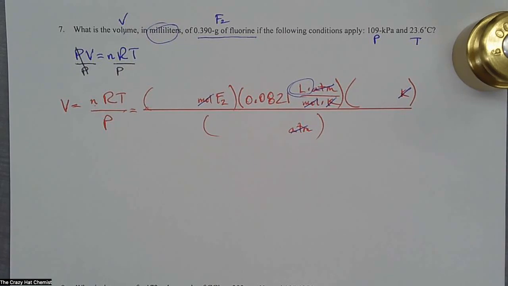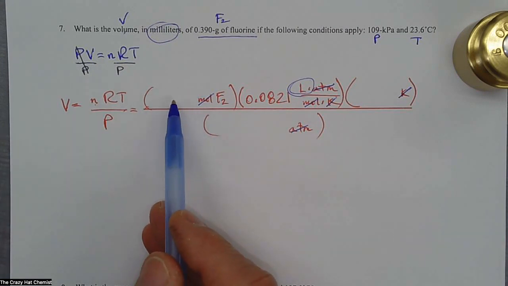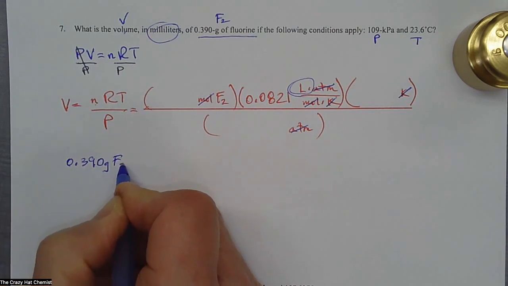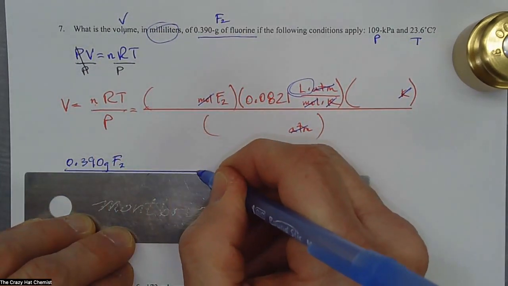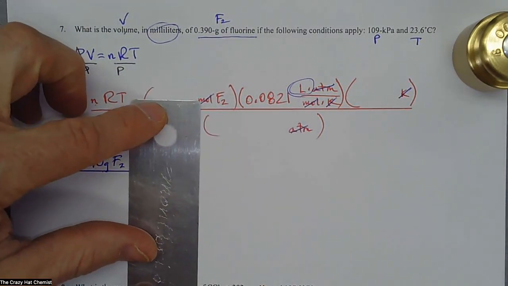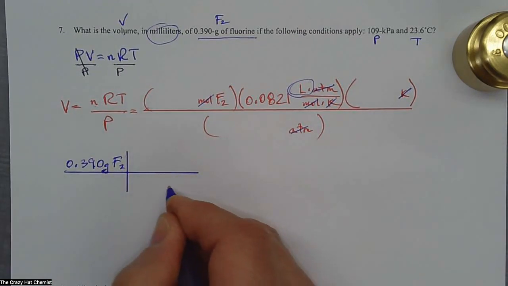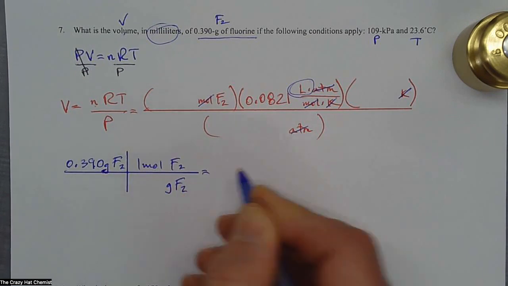I know that this question is asking for milliliters, but we're going to convert from the liters into the milliliters at the very end. So first we are going to convert this and get our moles. We're going to have 0.390 grams of F2, and we're going to convert this into moles. Hopefully you remember this from the stoichiometry unit. The stoichiometry unit never goes away, but this is an easy conversion. So that's grams of F2, 1 mole of F2, and we're going to get a numeric value here.